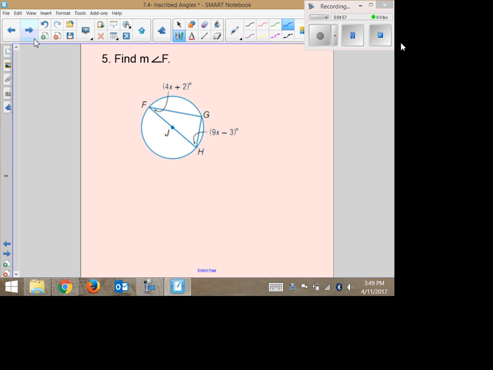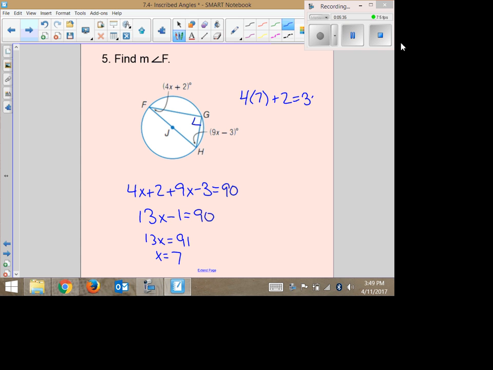So let's find the measure of angle F. Here we see that we have a semicircle, so angle G is a 90-degree angle. And then from there, we know that the sum of a triangle is 180, so we can set 4x plus 2 plus 9x minus 3, but we already took away 90, so we can set those two equal to 90. Solving, we'll get 13x minus 1 equals 90, 13x equals 91, so we get x to be 7. But we wanted to find the measure of angle F, so we can take 4 times our 7 plus 2 to give us 30 degrees for the measure of angle F.